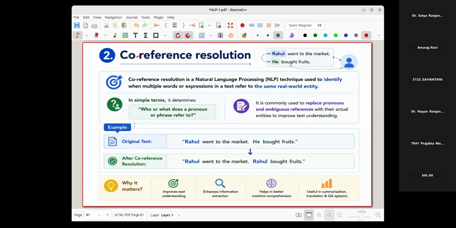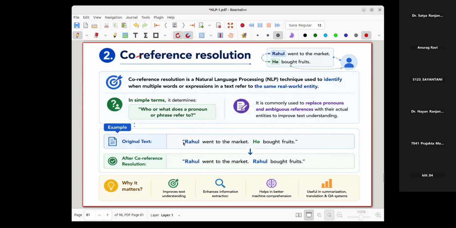In simple terms, it determines who or what a pronoun or phrase refers to. Generally it is a pronoun: he, she, we, they, this, that. What these words are referring to is called co-reference resolution, and we have to resolve it in order to correctly identify the meaning of the sentence. It is commonly used to replace pronouns and ambiguous references with their actual entities to improve understanding.